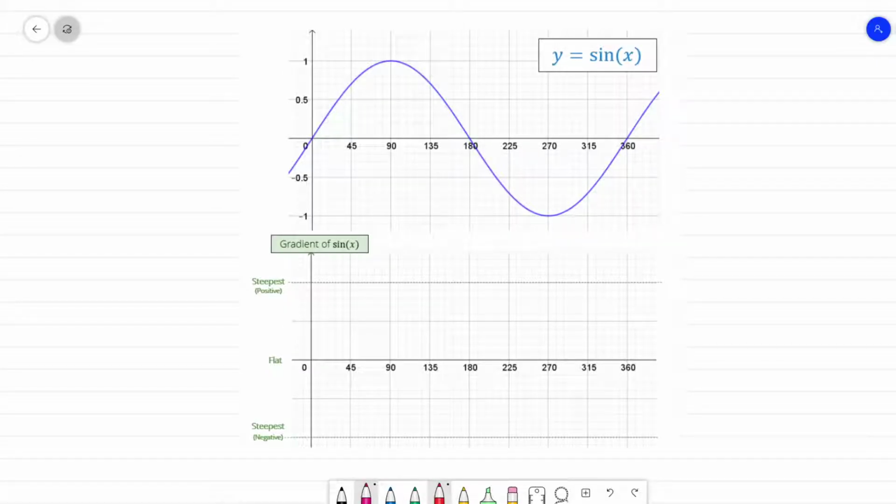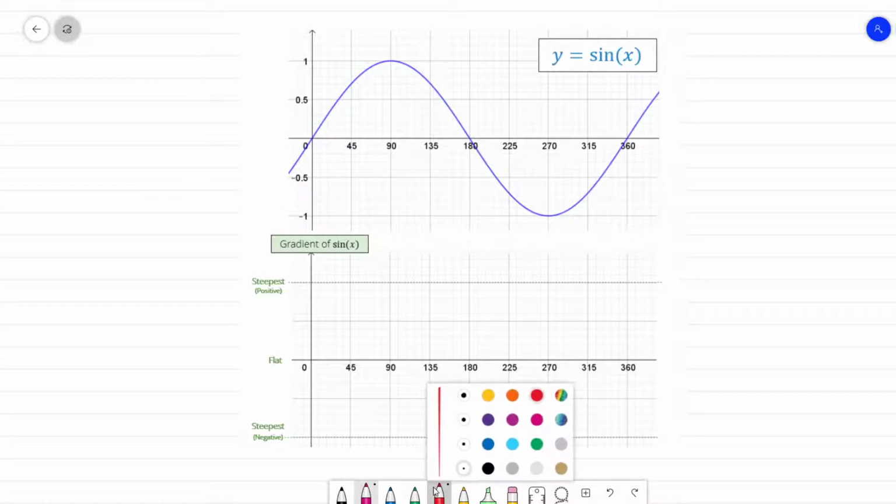Here we are looking at the gradient of the sine curve. Now, differentiation also tells us about gradients. So if we can plot out the gradient of the sine curve, it might give us an insight into what sine differentiates to. Now, let's have a look at some of the key features of the sine curve.